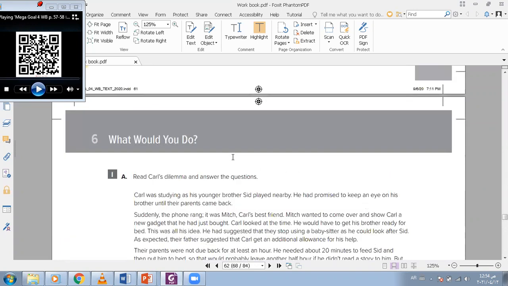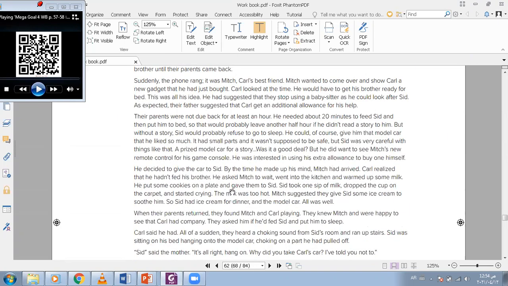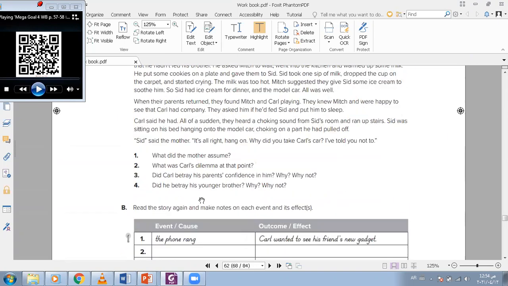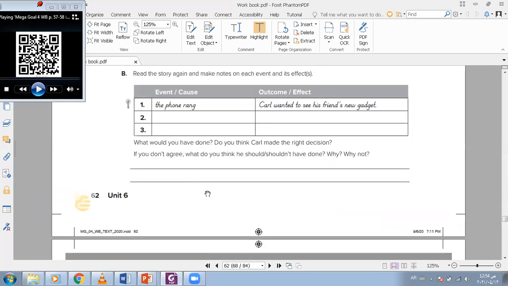طيب on page 62, read Carlos dilemma and answer the questions. يعني هنا جايب لي برضه هو موضوع بنقرأه وبنحل عليه بعض الأسئلة. ده في صفحة 62.